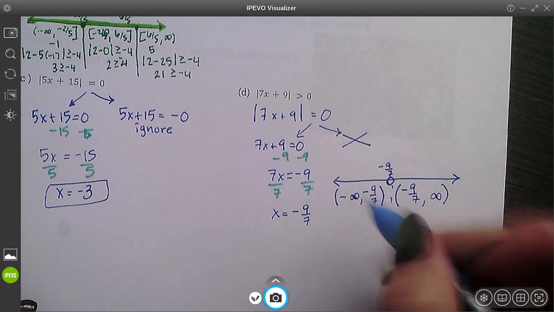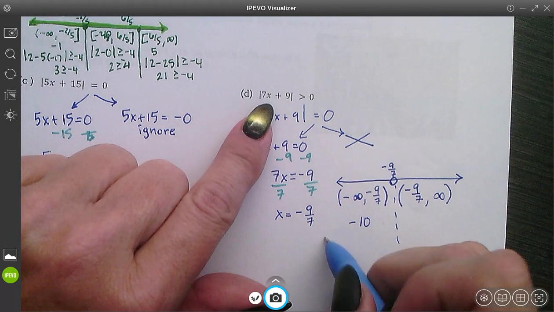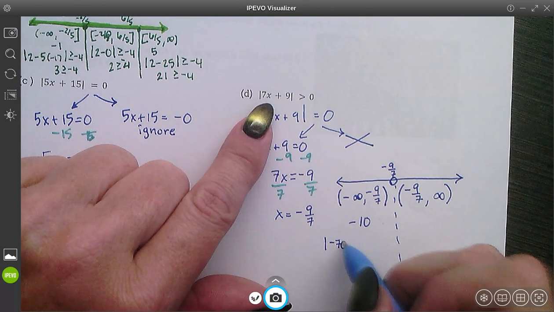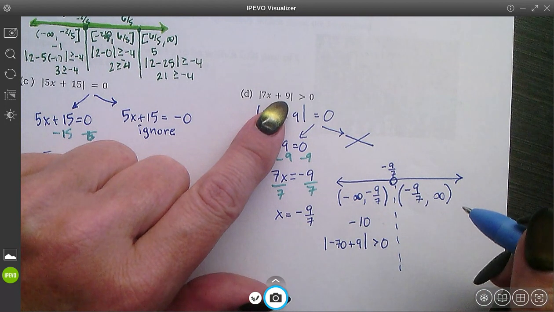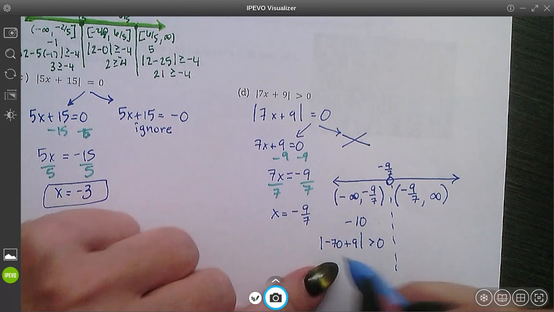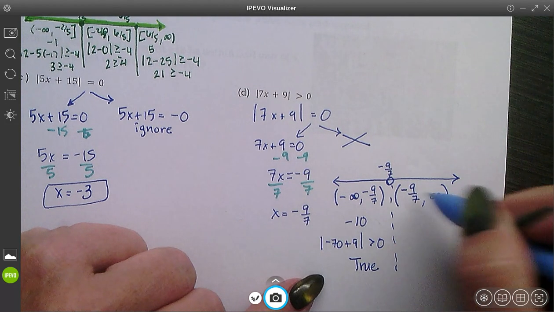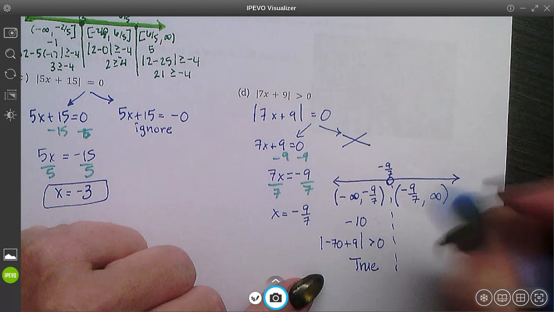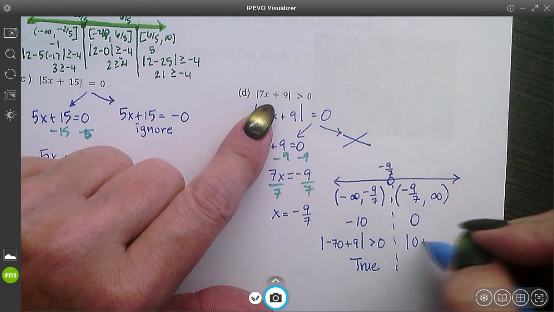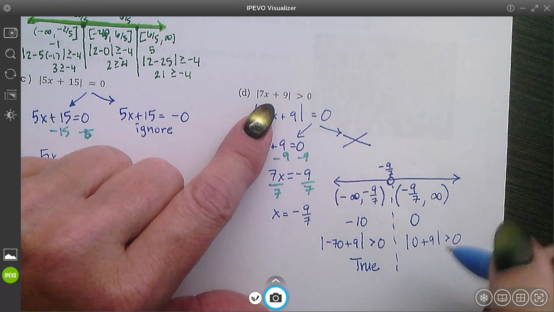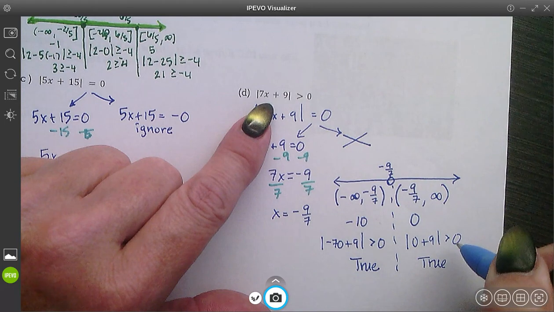So let's pick a number over here, like maybe negative 10. That gives me absolute value of negative 70 plus 9. Is that bigger than 0? Well, of course it is. The absolute value of any number is bigger than 0. So this is true. Then pick a number over here between negative 9/7 and infinity. How about 0? So that's absolute value of 0 plus 9 is greater than 0. Well, that is also true because the absolute value of any number is bigger than 0.